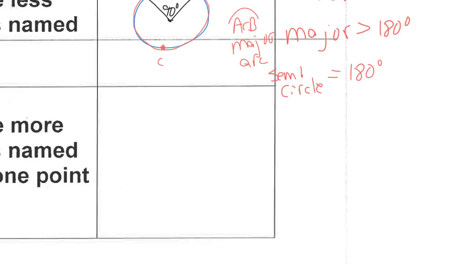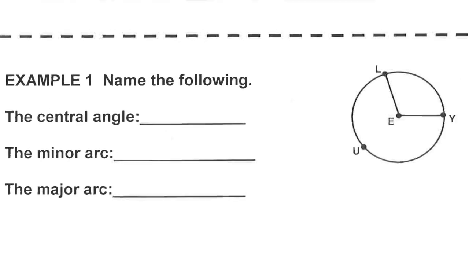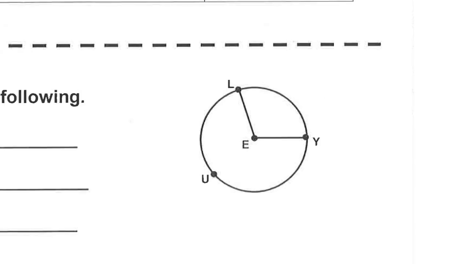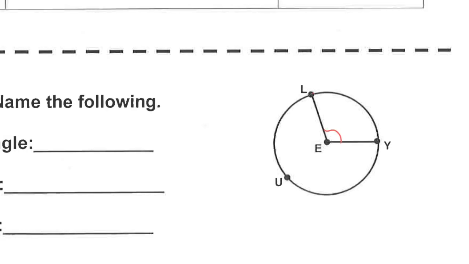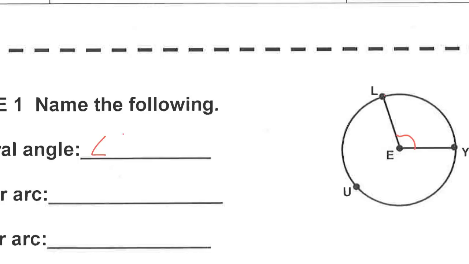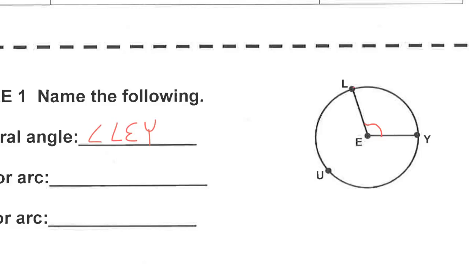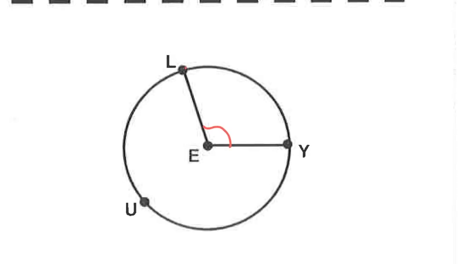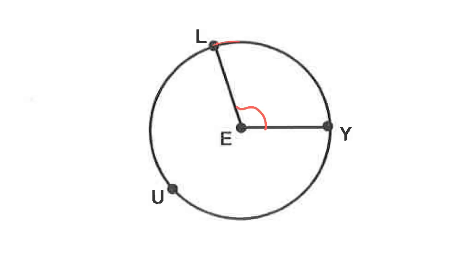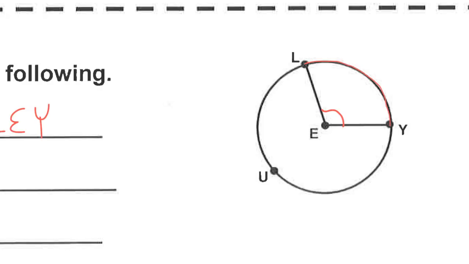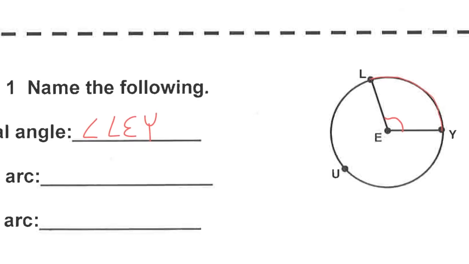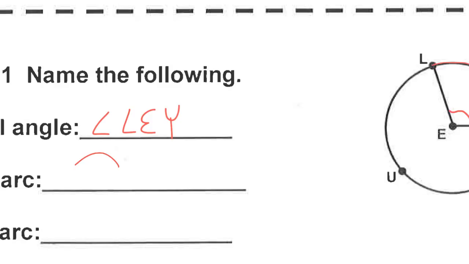So we're just going to name some stuff here at the bottom, guys. It wants us to name a central angle. We're assuming that it's circle E, so E is the center. Well, I've got this central angle right here, so I'm going to say angle, and it is an angle, L-E-Y. So central angle L-E-Y, or Y-E-L. It wants a minor arc. Now, just looking at this, you should be able to tell that this is the short part of the circle. It's definitely smaller than the other side. So I'm going to come over here and say arc L-Y or arc Y-L.